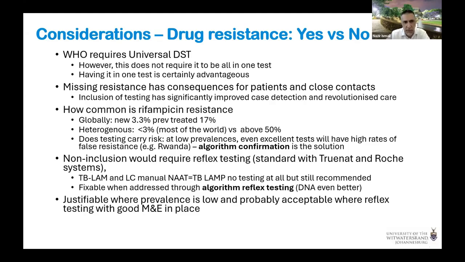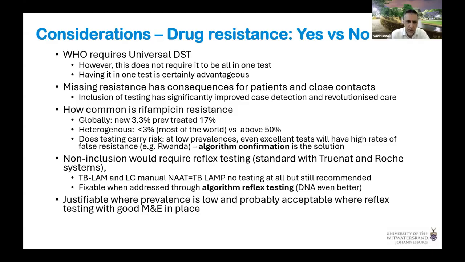We know the importance of rifampicin resistance obviously has consequences for patients, for close contacts. We know that the past technologies that have been introduced, like Xpert and Truenat, have really made a huge dent in detection of rifampicin resistance, and we don't want to lose that. But let's come to the balance now. So how common is rifampicin resistance? On a global level, it's about 3.3% in new cases, and in previously treated around 17%.